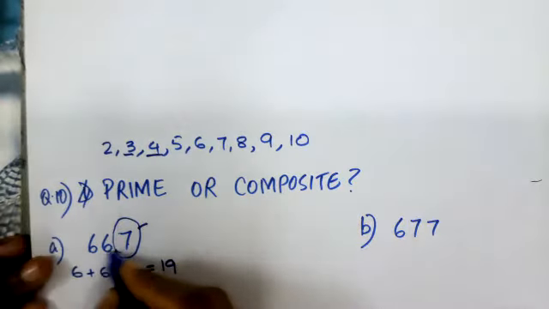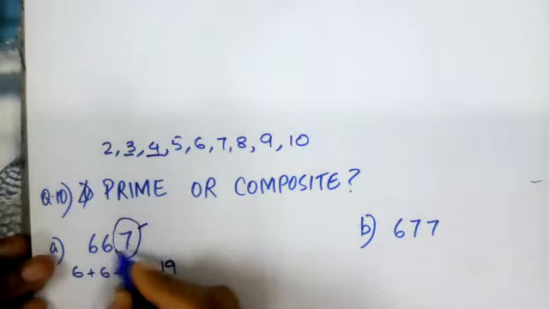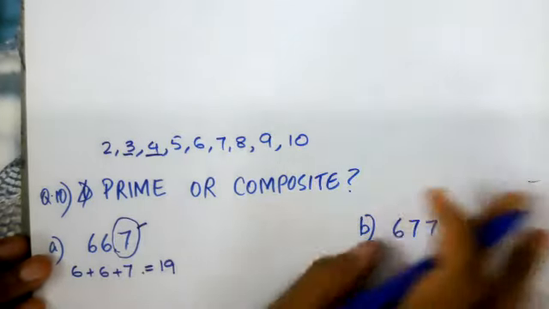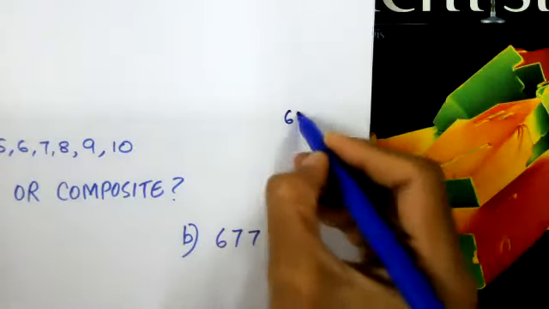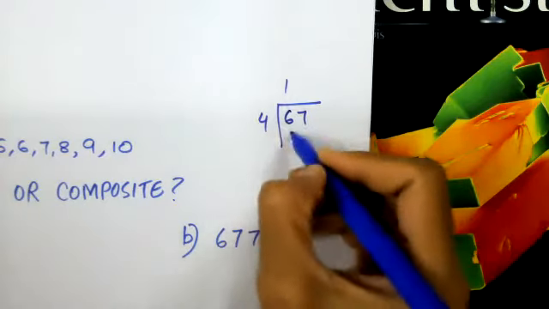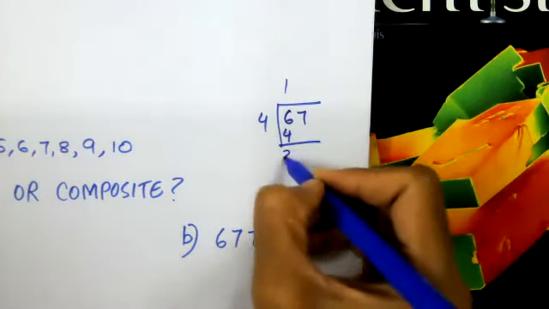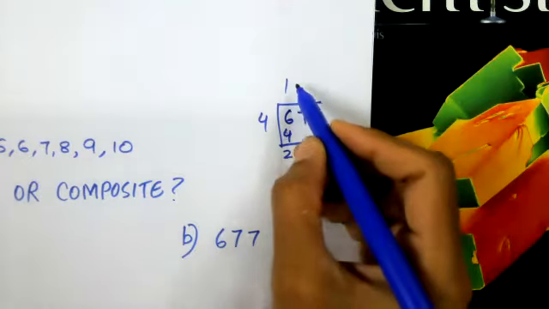So let's see, 67. Do you think it is divisible by 4? I don't think so. 4 ones are 4, 6 minus 4 is 2, and 4 sixes are 24.